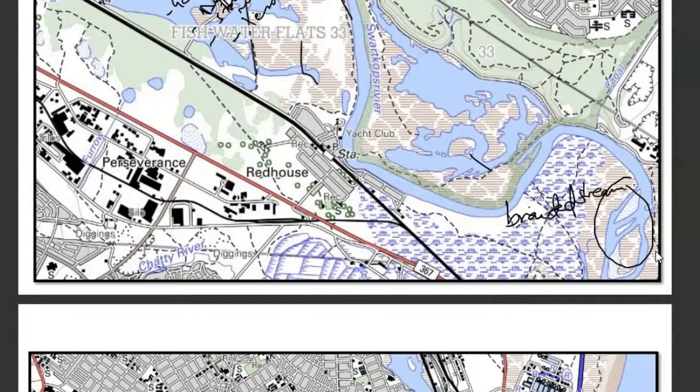What is a braided stream? This is a depositional feature. It's a depositional feature that forms when the materials are deposited in the river channel. Meaning that since the river is in its last stage, it has less power to erode.